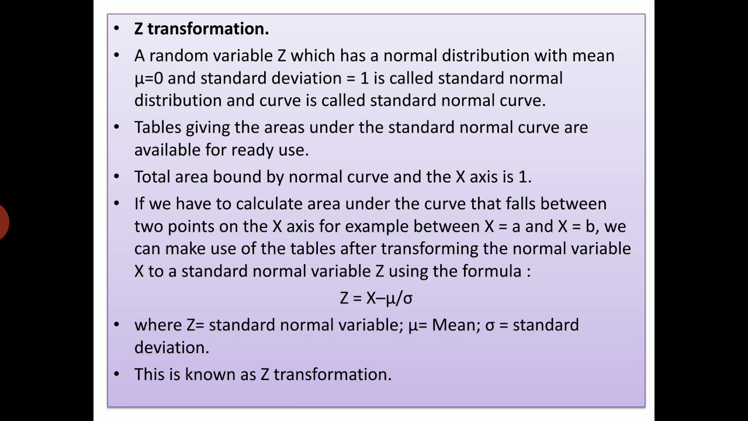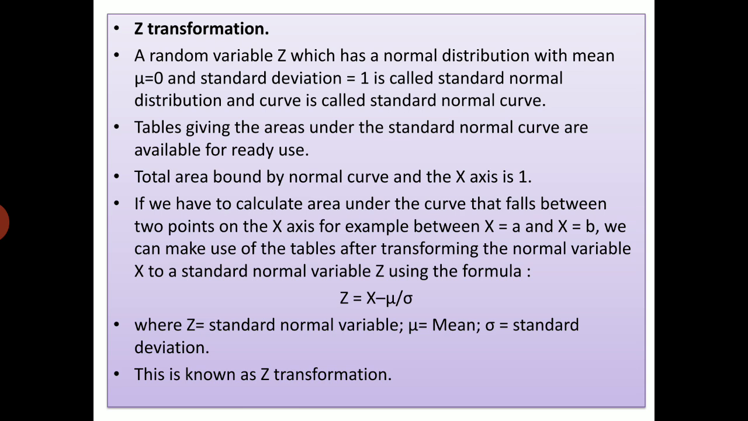Tables giving the areas under the standard normal curve are available. You are going to use these tables later on for your calculations of these hypothesis values in the chi-square test, t-test, and z-test, all these things. Okay, but in the present case, it's a ready-made table given with all the values. We have to just check and get it from that table.